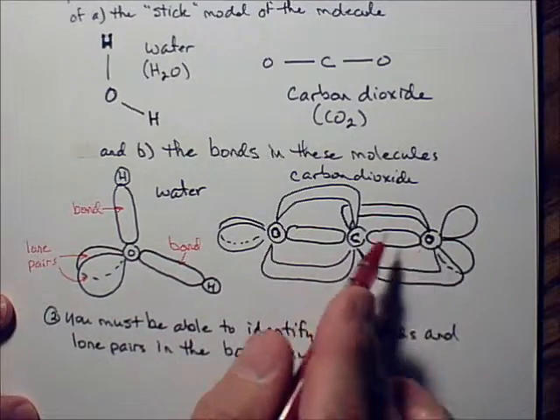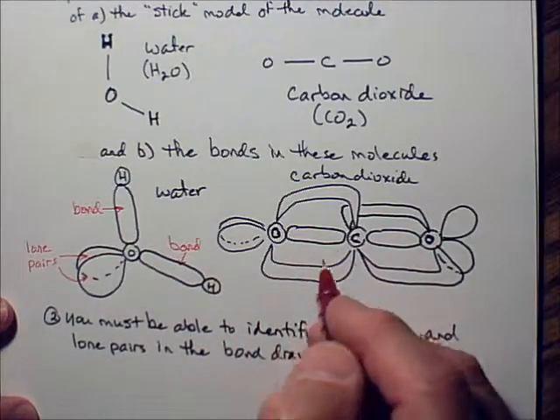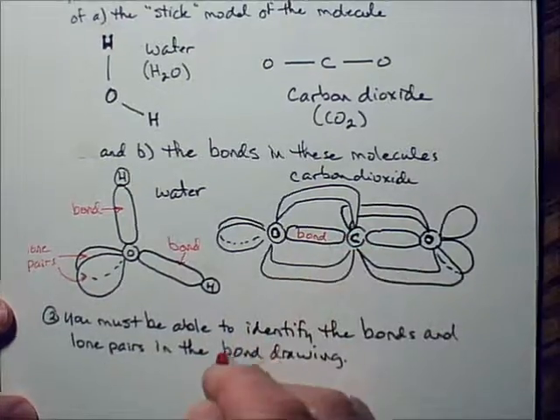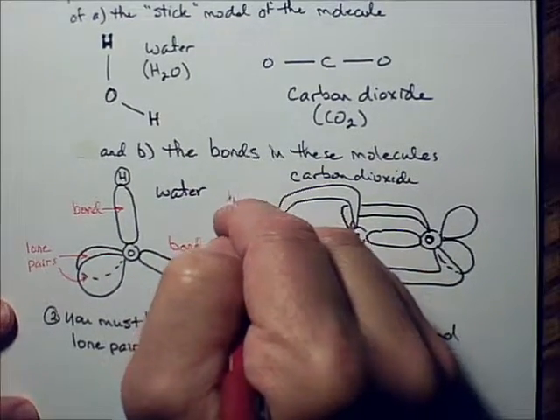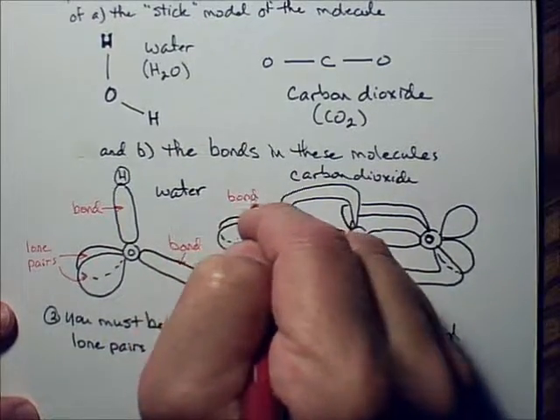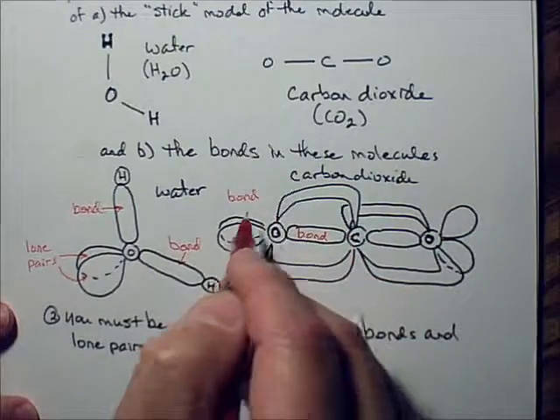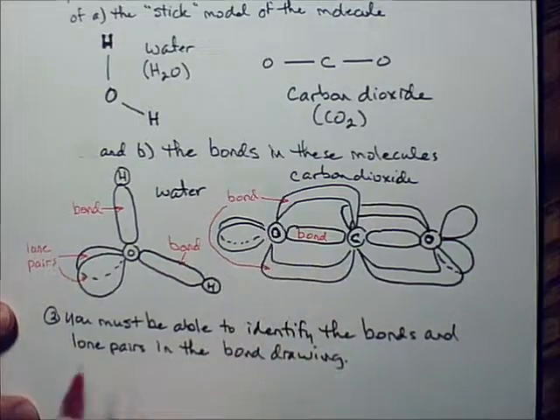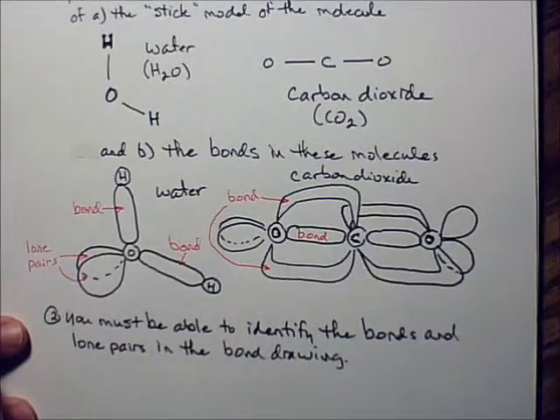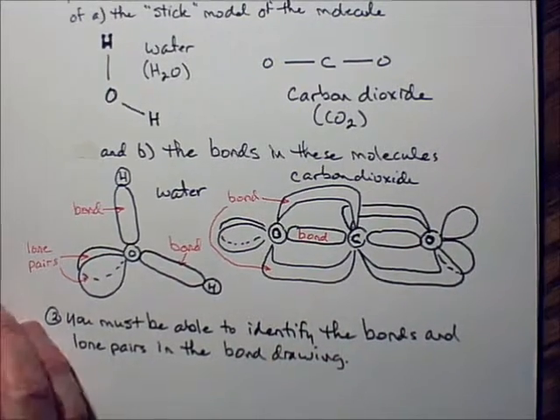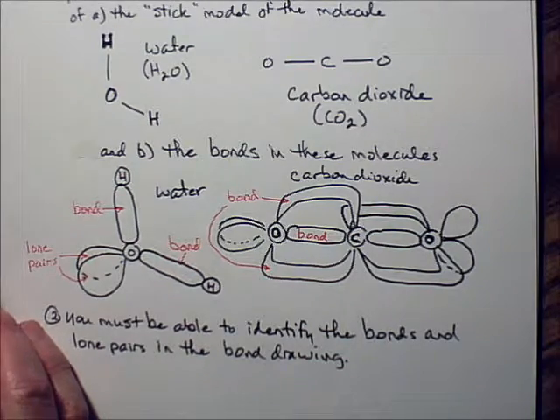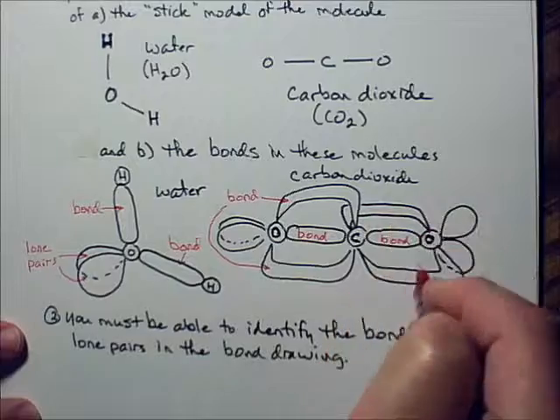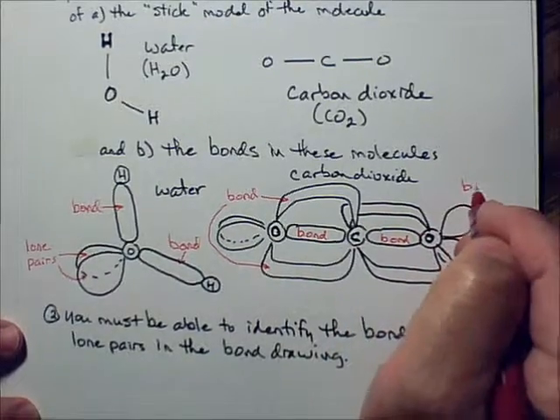In the CO2 model, we have a bond here, and we have one more bond between carbon and oxygen. This is all the same bond here, two parts of the same bond. You have to know that and be able to label it as such. Okay, and here, this is a bond, and there's another bond between the carbon and the oxygen.